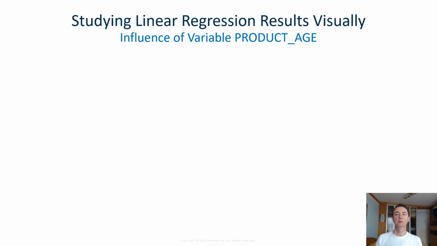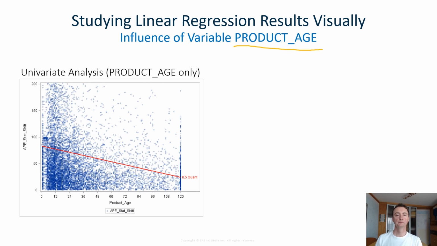There are also possibilities to study the linear regression results which we just generated visually. So let's take a look particularly at the product age variable. When we perform univariate analysis, so when we only use the product age variable, we see a downward trend in a linear way, as we already had in the univariate model.